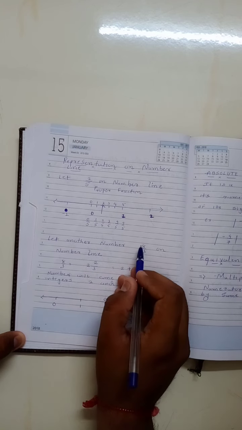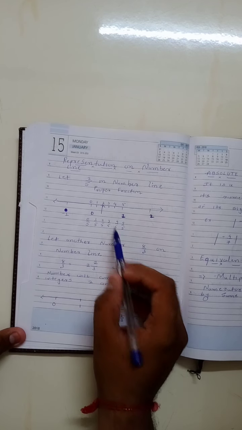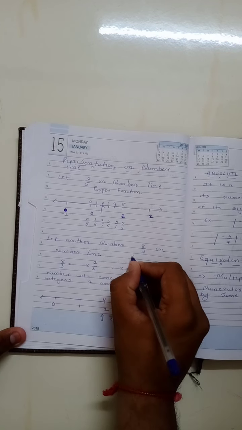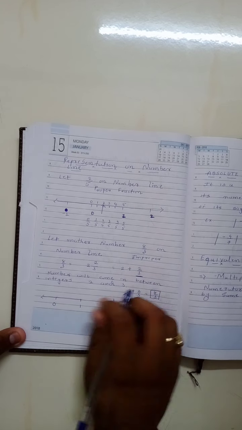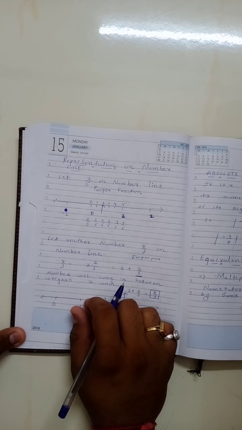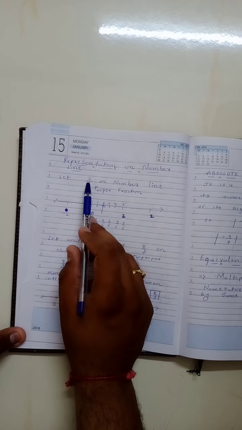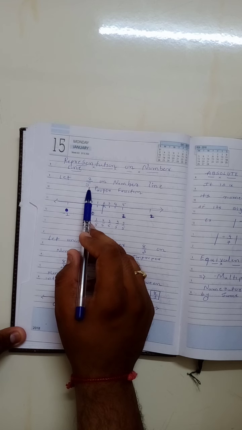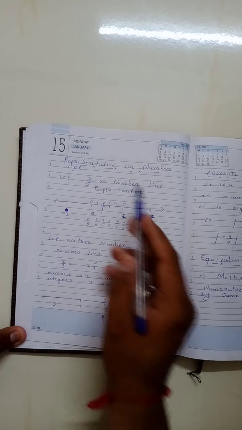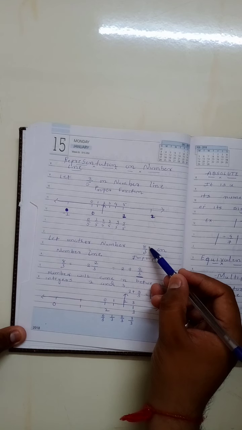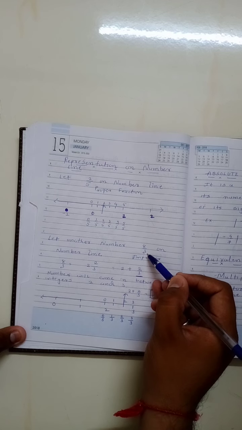Now we move further. Another number, 8 upon 3. Students, we have already studied these numbers. Now, improper fractions. As we all know, there are proper fractions and improper fractions. In a proper fraction, the numerator is lesser than the denominator, but in an improper fraction, the value of the numerator is greater than the denominator.